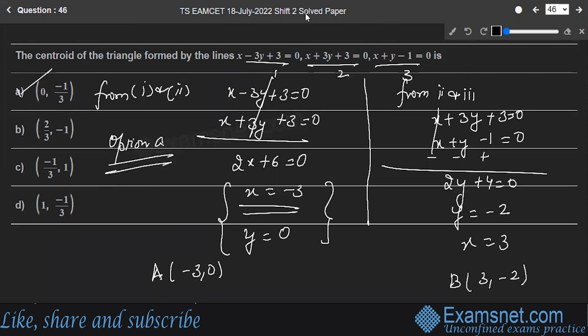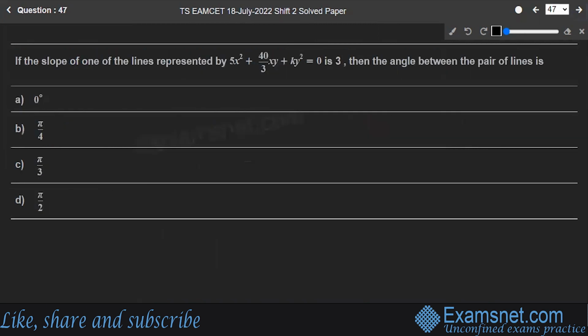Hope you got that. Let's move to the next question, number 47. If the slope of one of the lines represented by this equation is 3, then the angle between the pair of lines is given by. Okay, so first thing, you are given the pair of lines equation, that is 5x squared plus 40 upon 3xy plus ky squared is equal to 0.